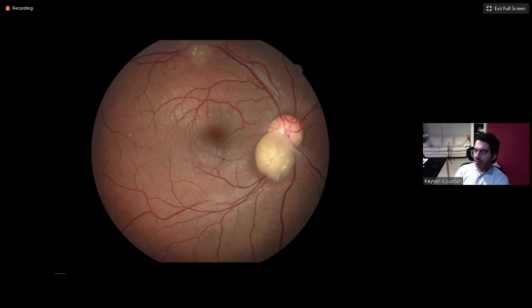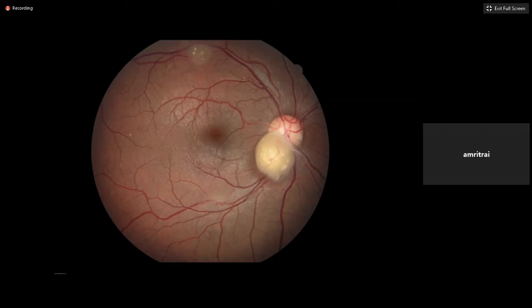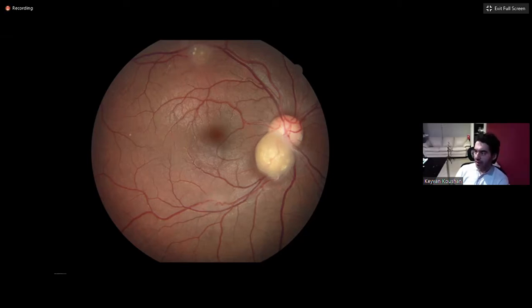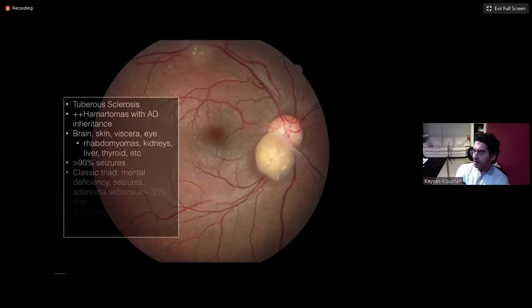Any takes for this? This looks like astrocytic hamartomas in tuberous sclerosis. Very good. So these are astrocytic hamartomas. There are multiple of them, and that argues for something like tuberous sclerosis, as Rich said. Okay, very good. So your condition here is tuberous sclerosis.